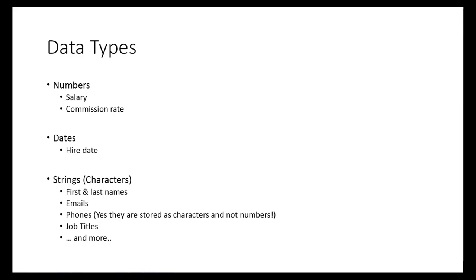We have strings. We call the words, the sentences, or any set of alphabet and special characters strings. Strings can be first and last names, emails, and job titles. They can also be phone numbers. Phone numbers are not numbers, by the way. They are considered characters because we type them in a simple pattern or format, like using dashes or spaces between the numbers so they are recognizable and easy to read.